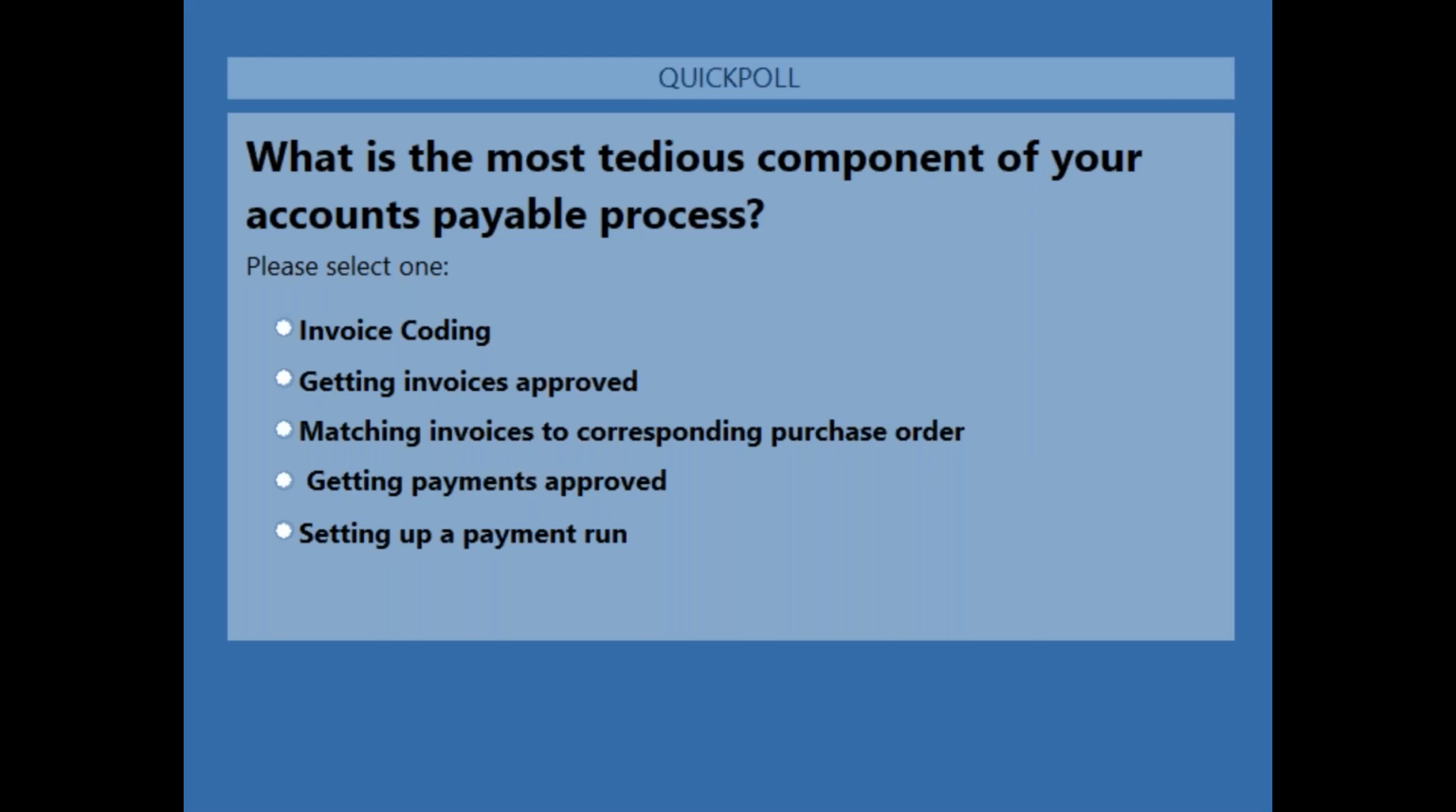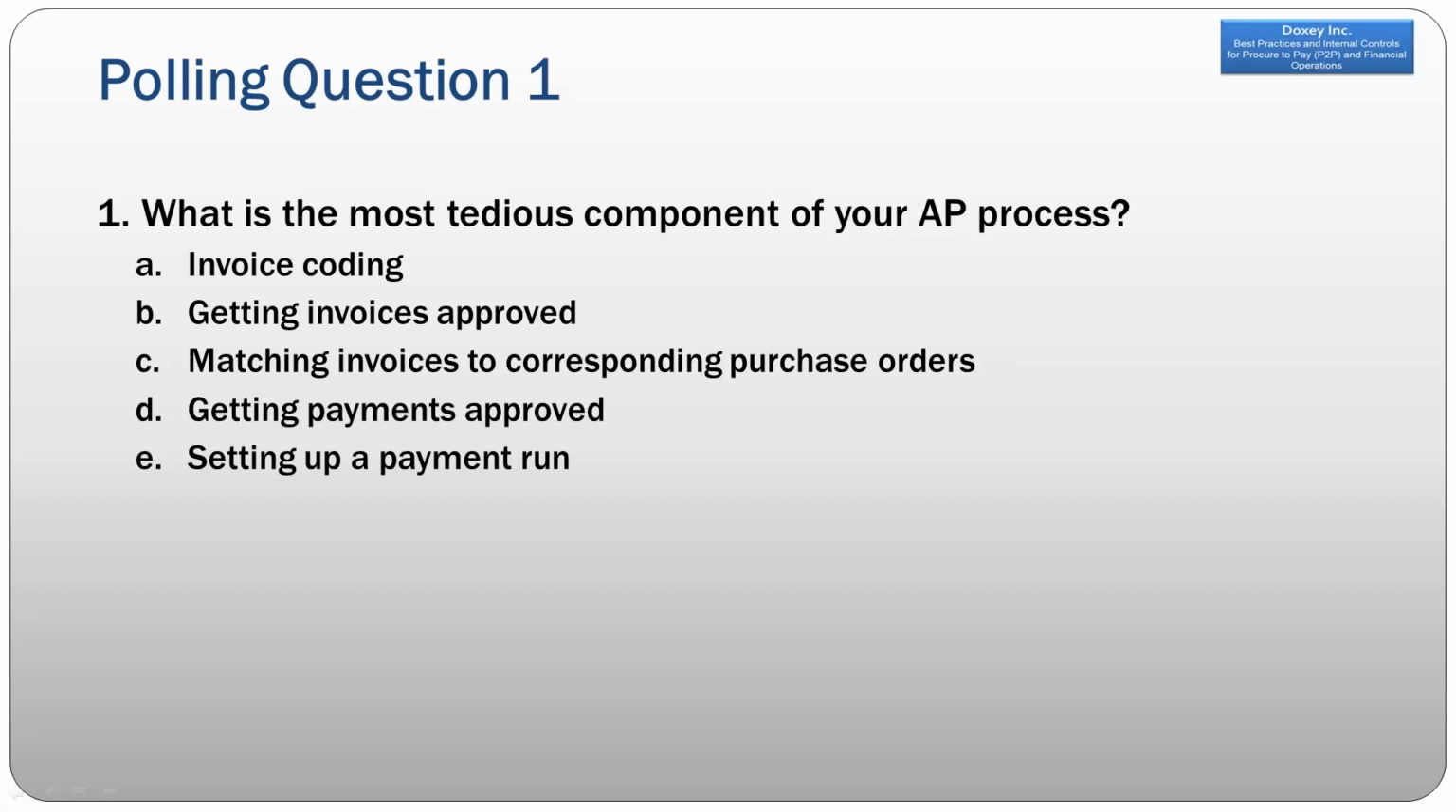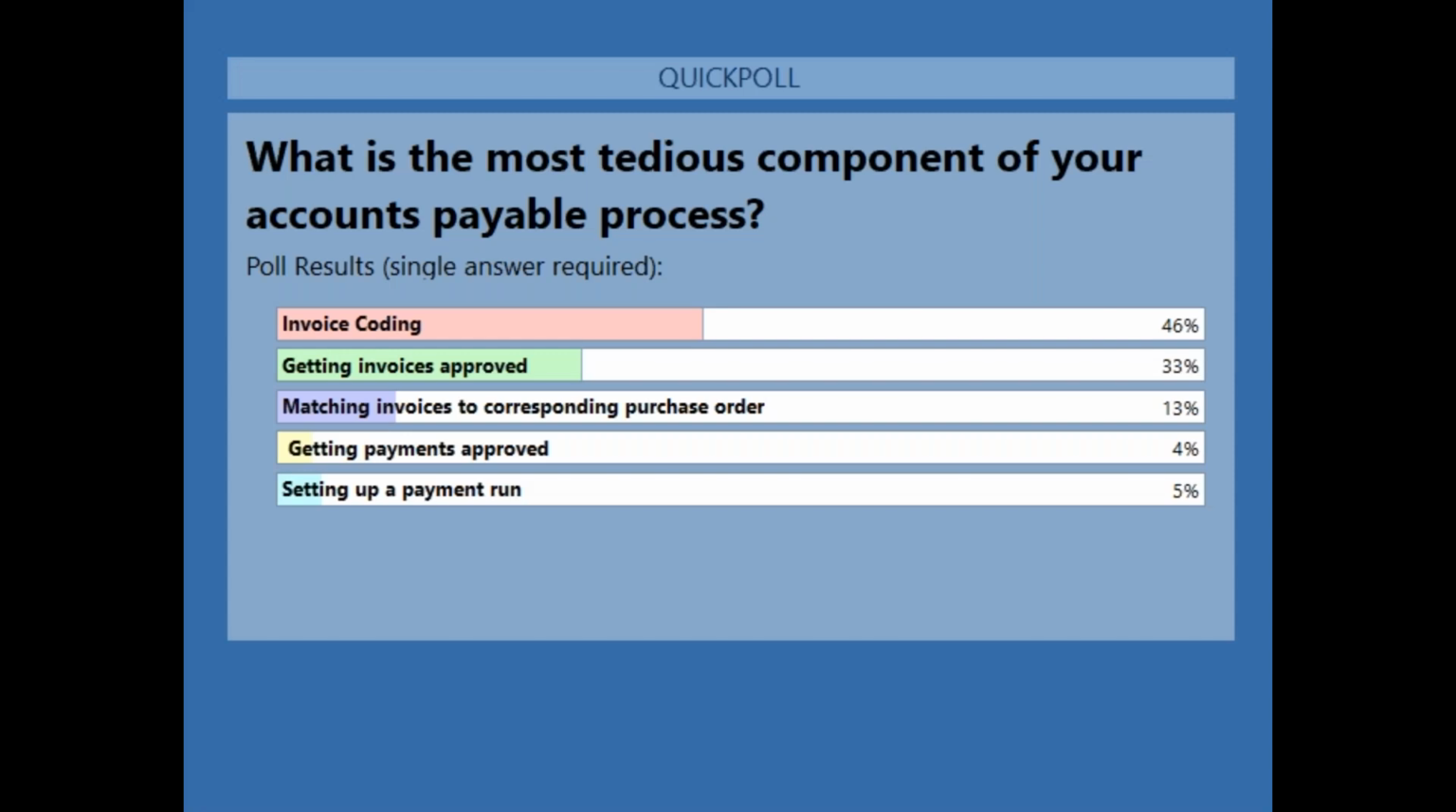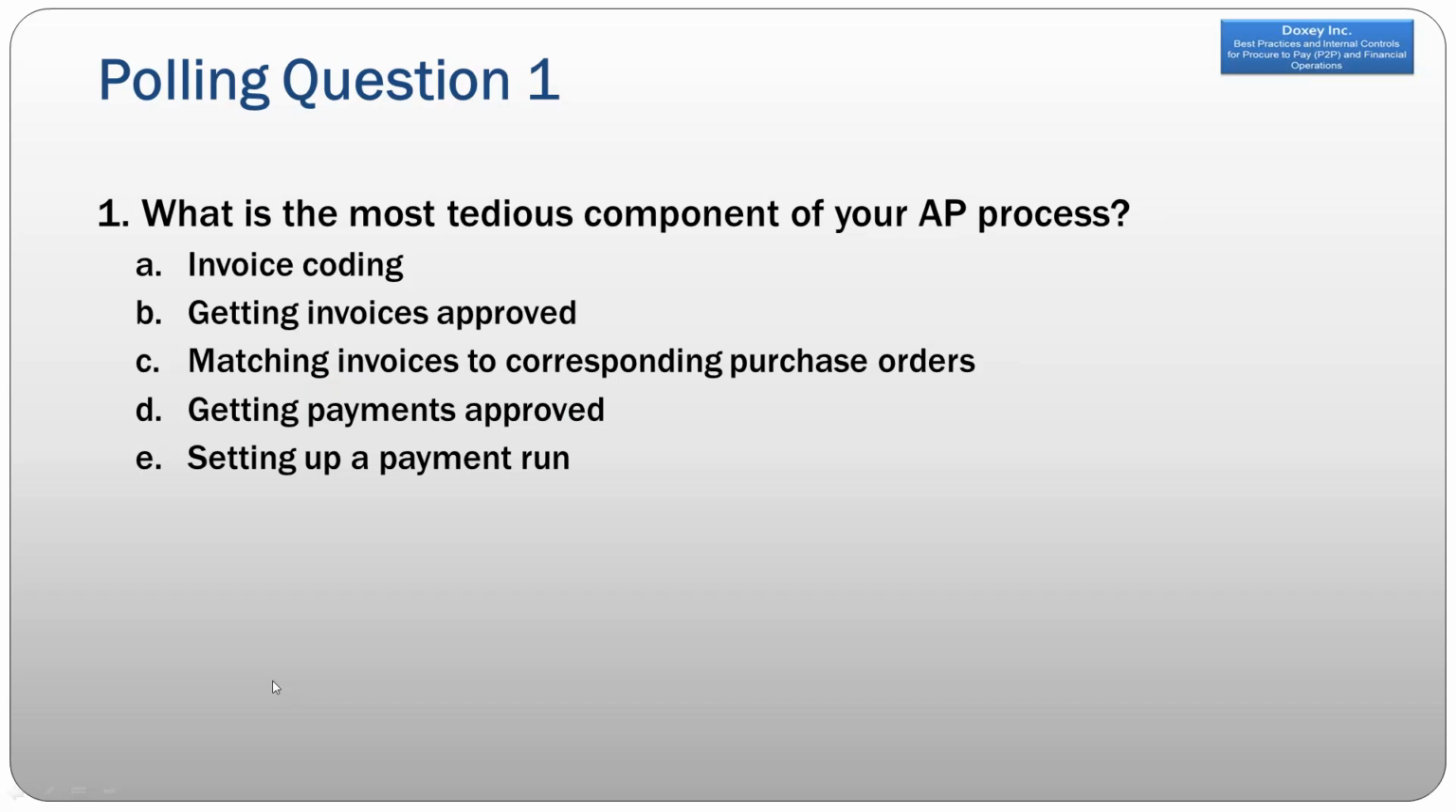Great, now I'm going to close that and share those results with everyone. So 46% said invoice coding, 33% said getting invoices approved, 13% matching invoices to corresponding purchase orders, 4% getting payments approved, and 5% setting up a payment run. Okay, good. Thanks for that.